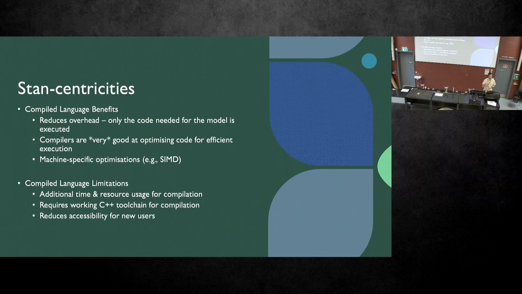Having to recompile a model when you change it does take time and can use up quite a bit of RAM. So for people that like to very quickly iterate through different models, it can be quite difficult to work with. Additionally, of course, it means you need a working C++ toolchain. And if anyone's had to compile C++ on Windows, you know that's a horrendous time, and there's a lot of tech support for Windows and STAN. And all of this means that it can reduce accessibility for new users. Regardless of that, I still love it.